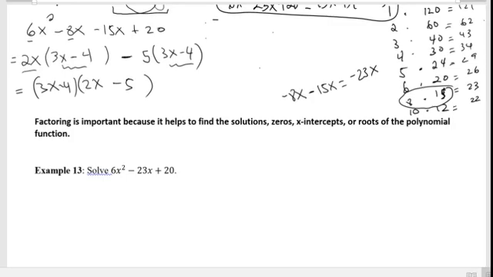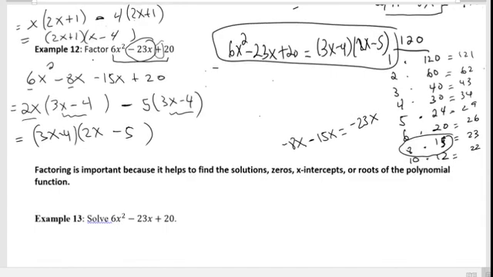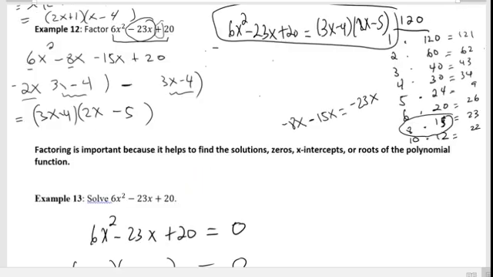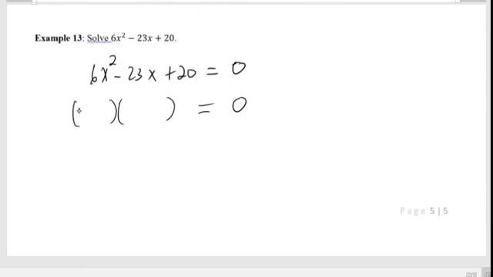Okay, so why is factoring important? Well, we can take a problem like the one we just finished working. If you notice in example 12, it says to factor, but example 13 says to solve. So anytime it says to solve, we're going to be setting the problem equal to 0. So if we factor, and we already factored this, it came out to 3x minus 4 and 2x minus 5. We can put the factors here. So the factors are 3x minus 4 and 2x minus 5.